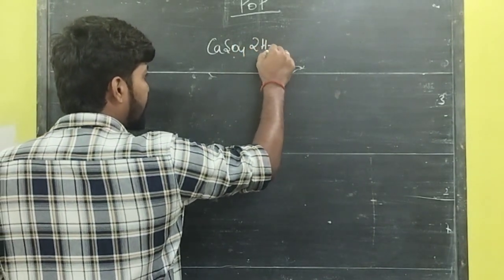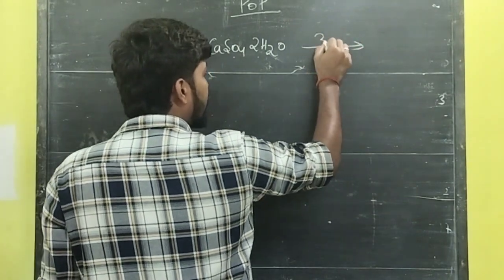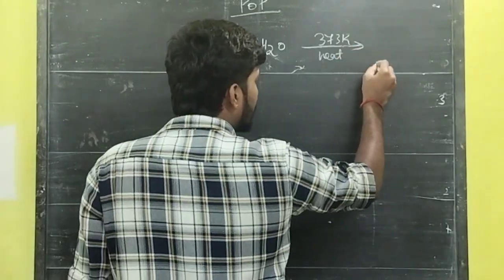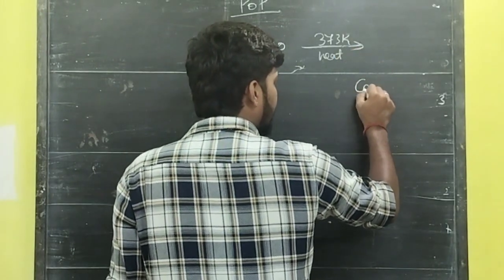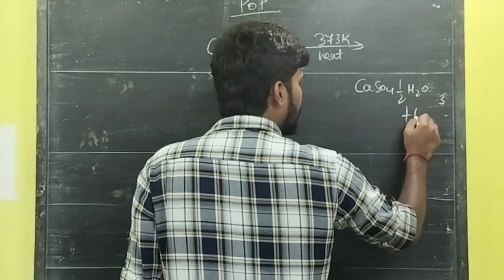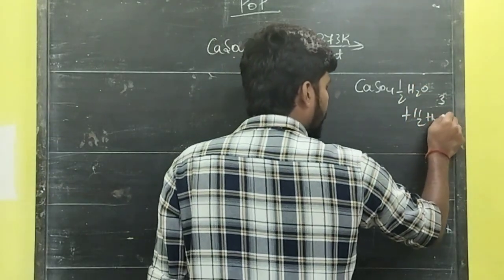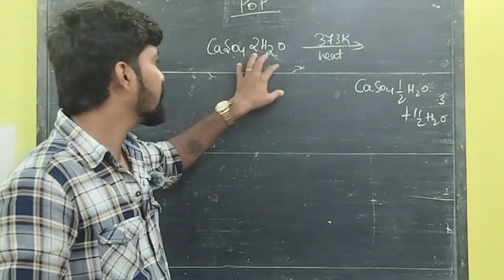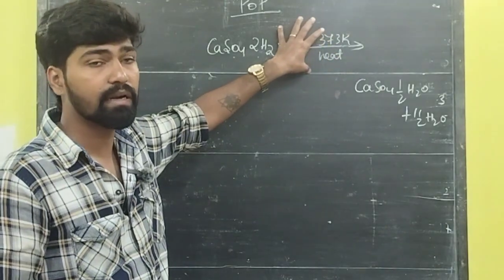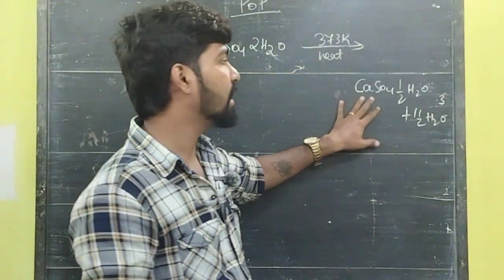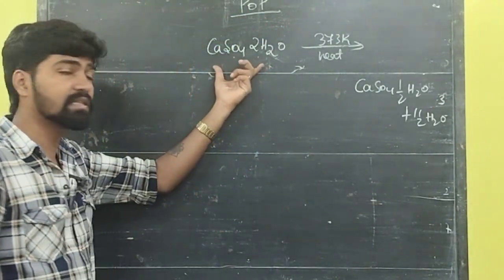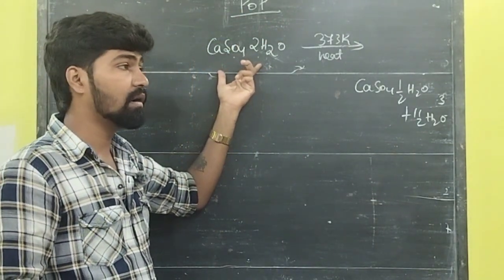Take calcium sulfate dihydrate. Okay, heat it at 373 Kelvin. You will get something called plaster of Paris, calcium sulfate hemihydrate, CaSO4 . 1/2 H2O. Okay, so calcium sulfate dihydrate, when heated at 373 Kelvin, you will get something called calcium sulfate hemihydrate. The other name for this is plaster of Paris.